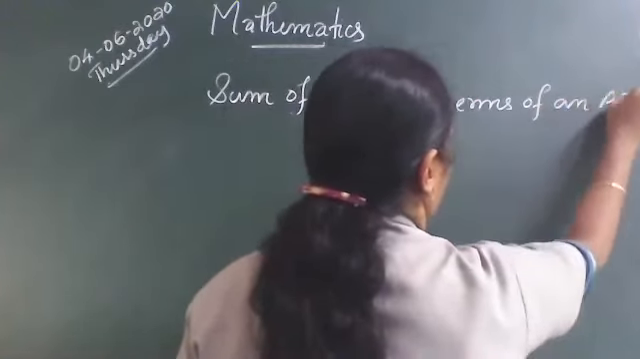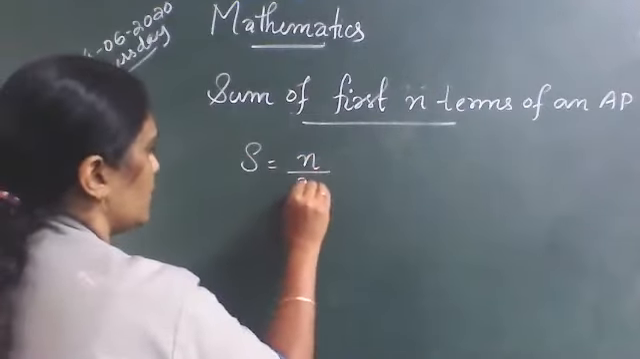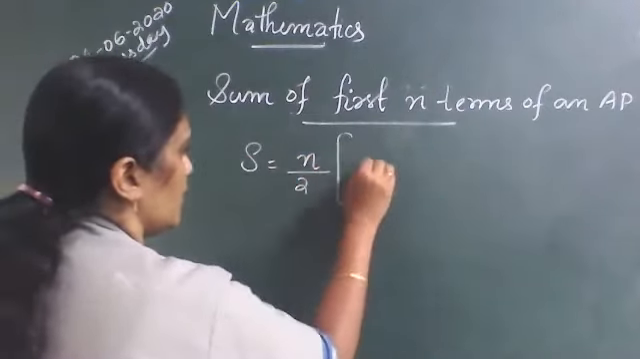The equation is Sn is equal to n by 2 into 2a plus n minus 1 into d. This is the equation for finding the sum of the first n terms of an AP. We denote the sum as Sn. Here n is the number of terms, a is the first term and d is the common difference.